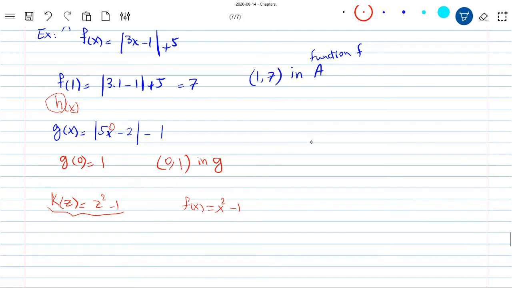It's just that sometimes they use f somewhere else, x somewhere else, so they don't want to use the same variable and function notation over and over. And this is exactly the same as that. Whatever is true for x squared minus 1 is the same for z squared minus 1.